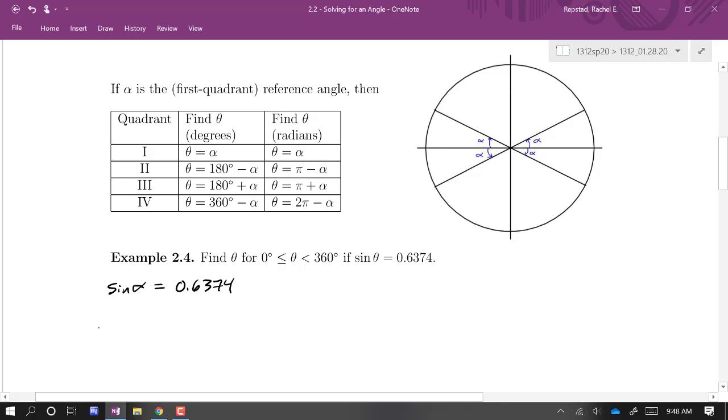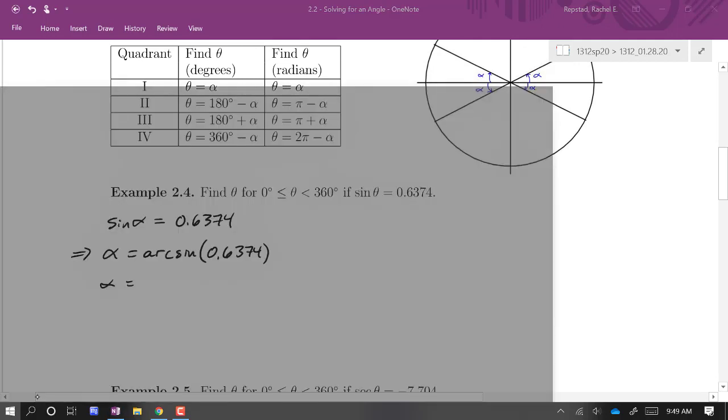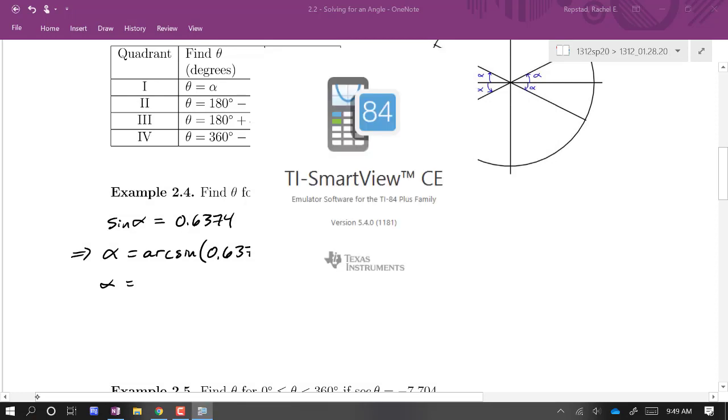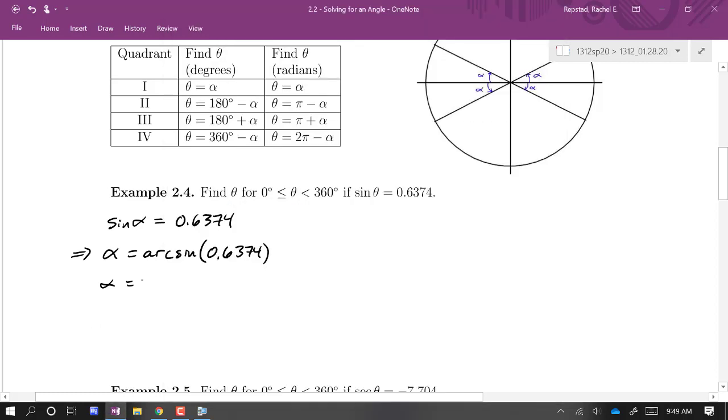Now I know how to find alpha. This is where we're going to use the arcsine function. So alpha is arcsine of 0.6374. I know I want an angle in degrees because they said theta is between 0 degrees and 360 degrees, so they were pretty explicit about that. My calculator's in degree mode, so second sine, to pull up the inverse function, 0.6374, and I get 39.6 degrees. So there's my reference angle.